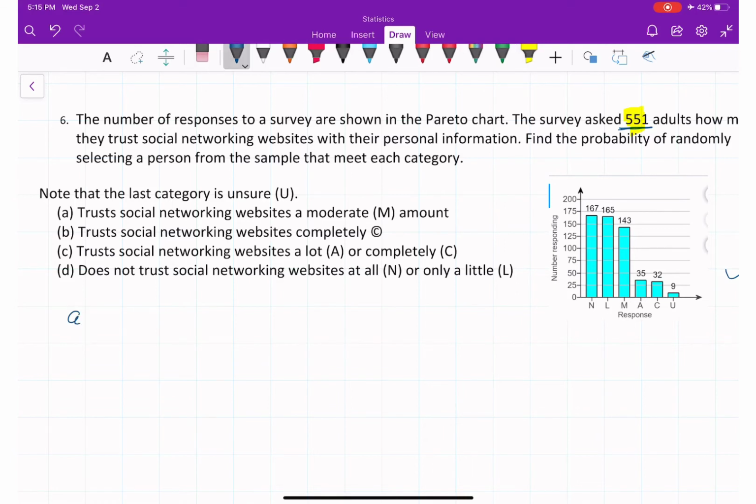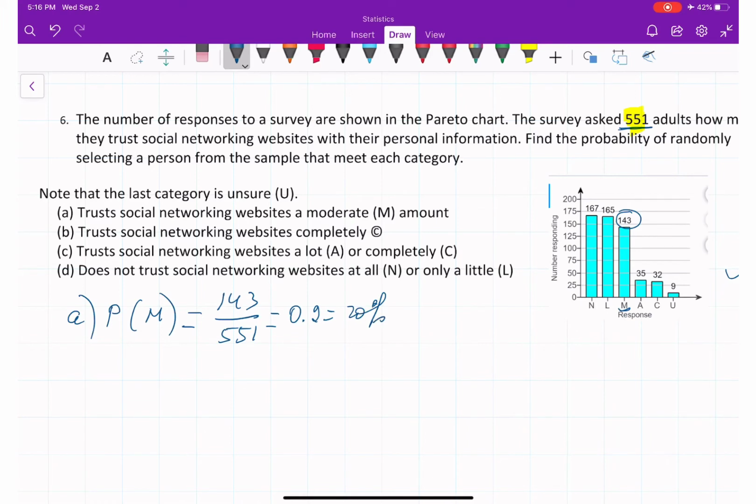I'm solving for the probability of moderate. It's going to be how much we have for moderate right here, and right here, 143. 143 over 551, which is going to be 0.2, which is 20%.